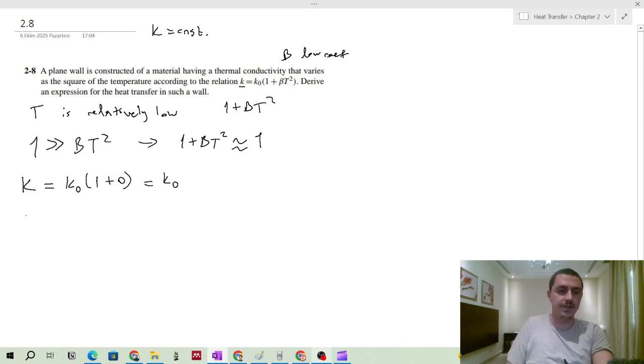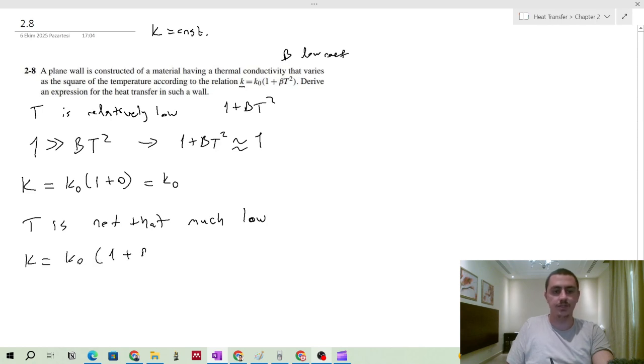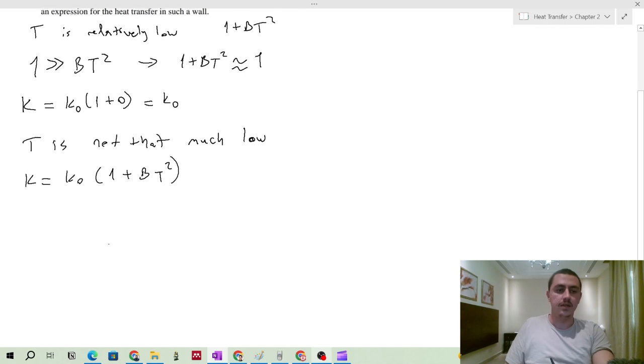So in this regime, you can say that it is constant. But sometimes, let's say, when you compare 1 and beta T squared, it's not that much lower, okay? T is not that low, and we cannot neglect it, so we should take K as a function of temperature, okay?